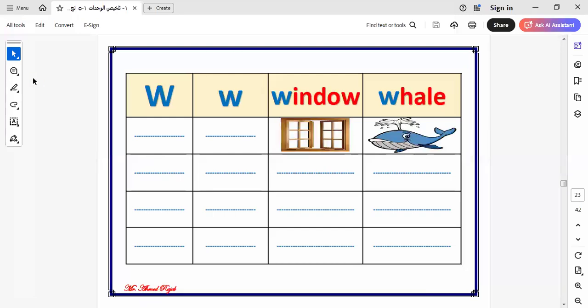Capital W and small w, it will be here window and wall. Capital W and small w, window and wall.